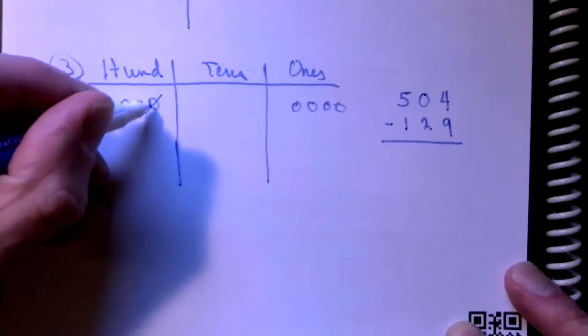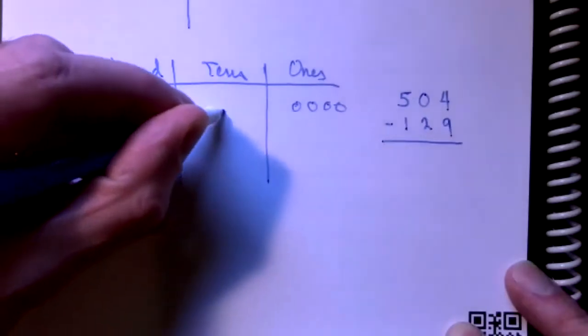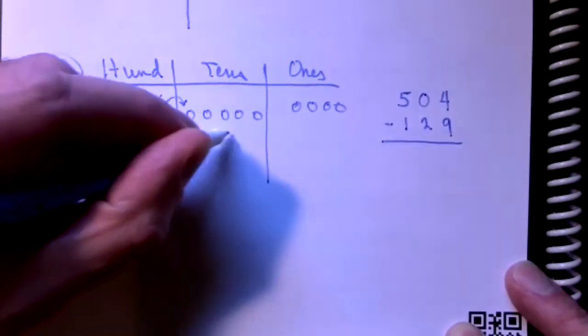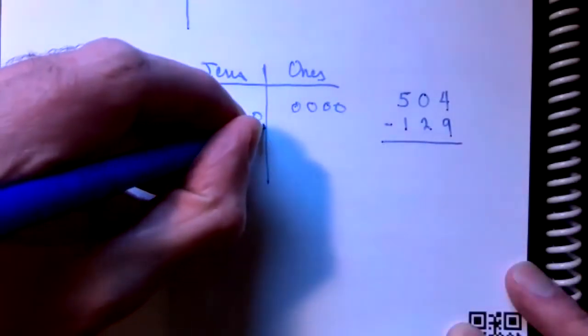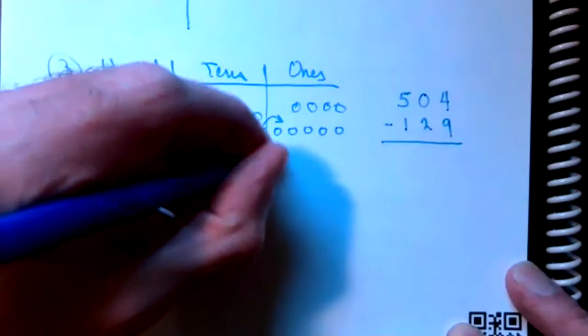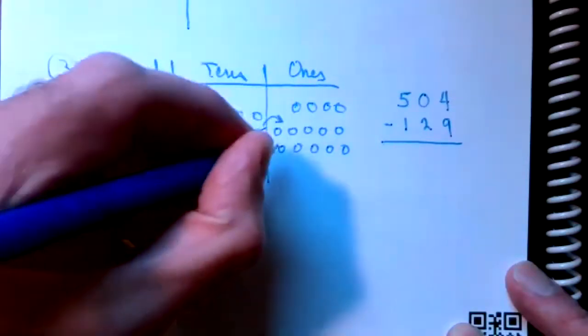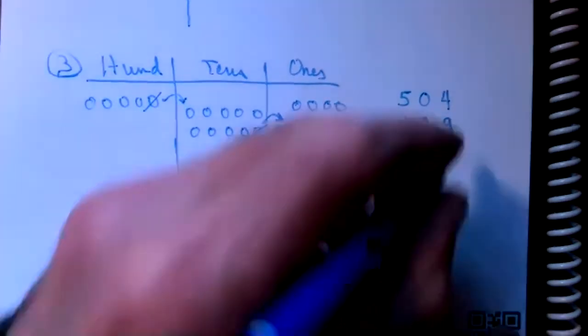Okay, right. So we trade in one of the hundreds chips. And over here, now we have 1, 2, 3, 4, 5, 6, 7, 8, 9, 10 chips. Okay, now what? Bring 10 ones to the ones place. Okay, right. So we trade in one of those chips in the tens tray, giving us 1, 2, 3, 4, 5, 6, 7, 8, 9, 10 additional chips in the ones tray. Okay, now we can finally get started here.